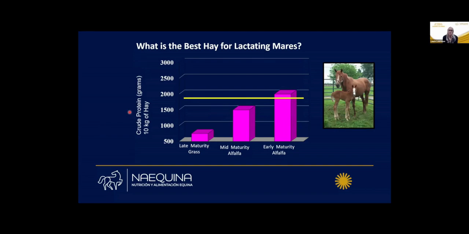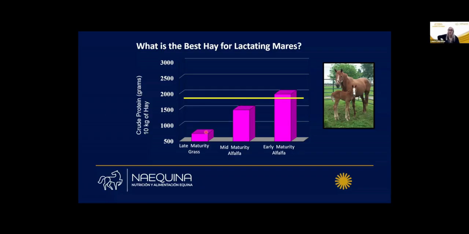So here's my first question. What would be the best hay for lactating mares? Mares have high crude protein requirements. This yellow line represents the amount of crude protein that this mare needs in her first month of lactation on a daily basis. The only one of these forages that would meet her protein requirement is the early maturity alfalfa. Doesn't mean you can't add extra protein with a concentrate, but you won't have to add as much with the concentrate, right?